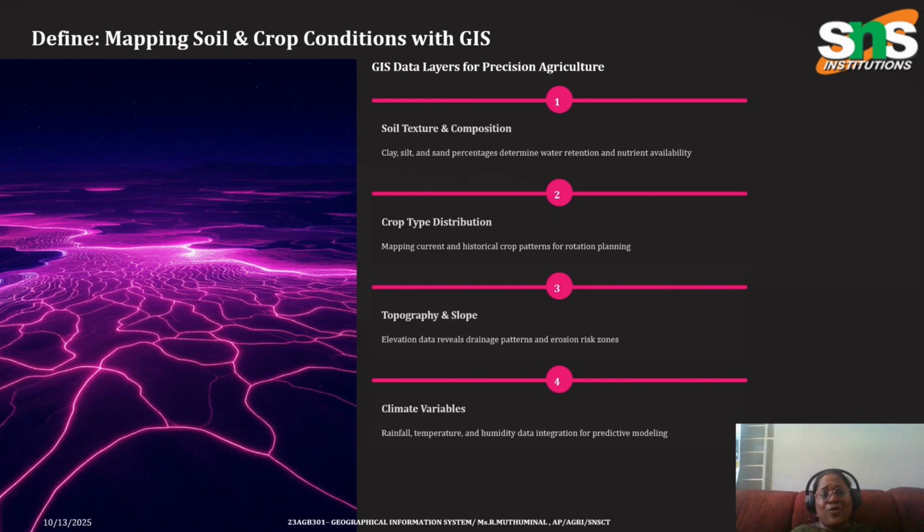So from these kinds of problems that we have identified, we can group them into four categories under soil mapping and cropping conditions. The main problems that have to be addressed are soil texture and composition, crop type distribution, topography and slope, and climate variables.